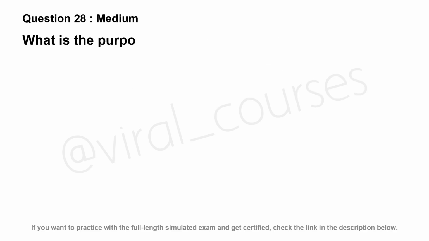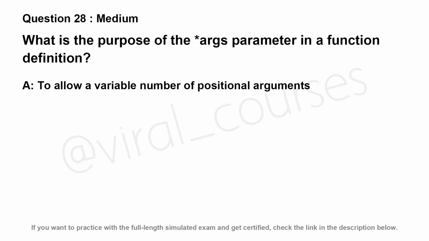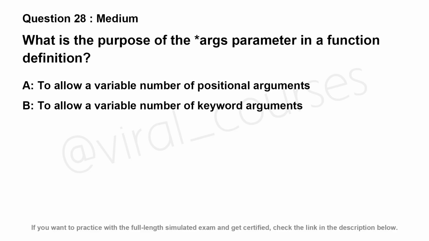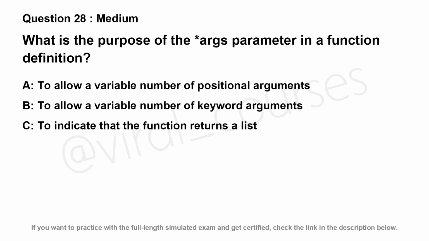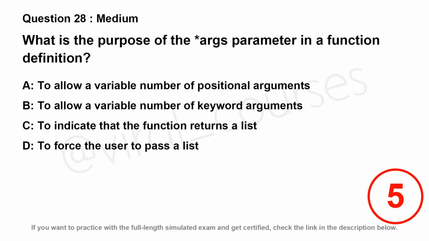What is the purpose of the *args parameter in a function definition? Option A. To allow a variable number of positional arguments. Option B. To allow a variable number of keyword arguments. Option C. To indicate that the function returns a list. Option D. To force the user to pass a list.